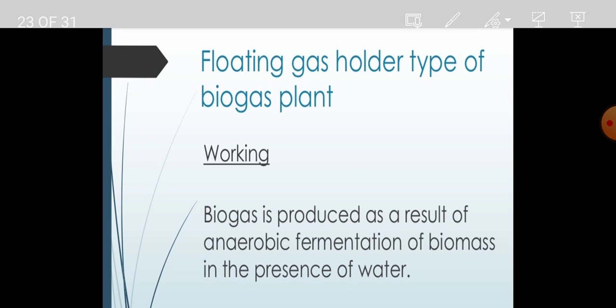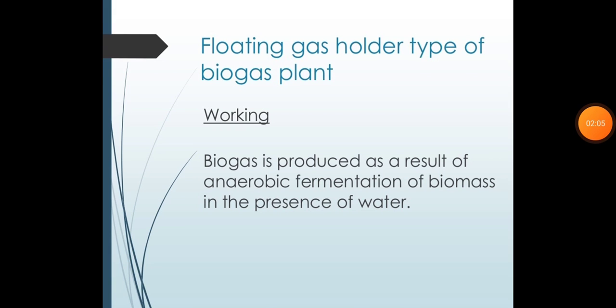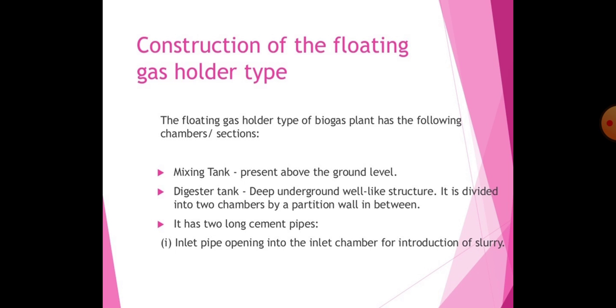In this floating drum type biogas plant, the working is the same as the fixed dome type biogas plant. That is, the biogas is produced as a result of anaerobic fermentation of biomass in the presence of water. Anaerobic means in absence of oxygen. So the principle of both the biogas plants is the same. We will see the construction of the floating biogas plant.